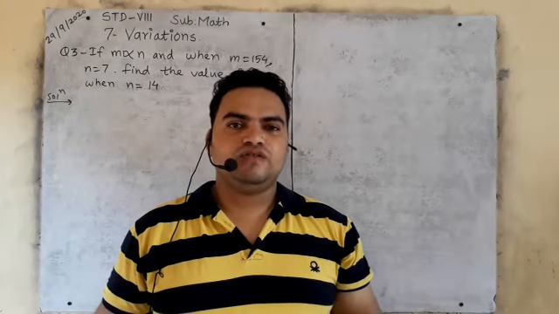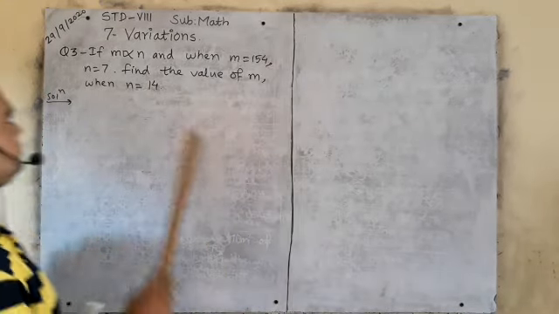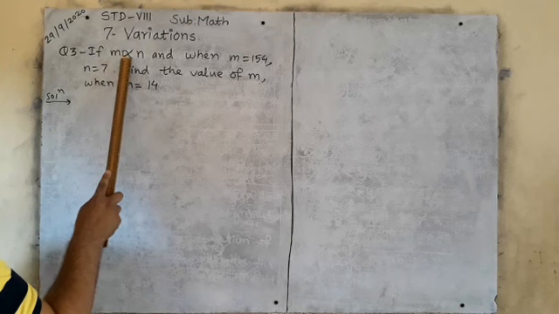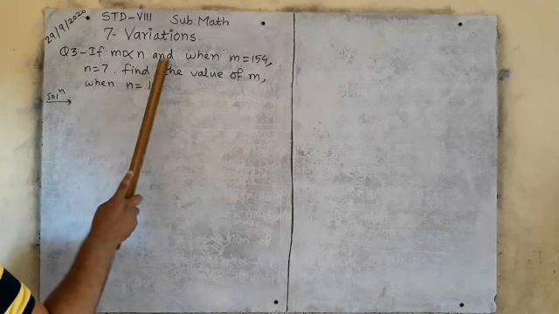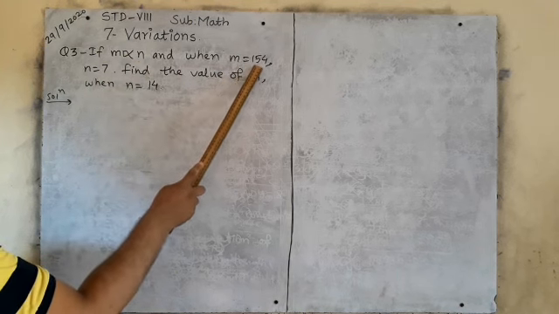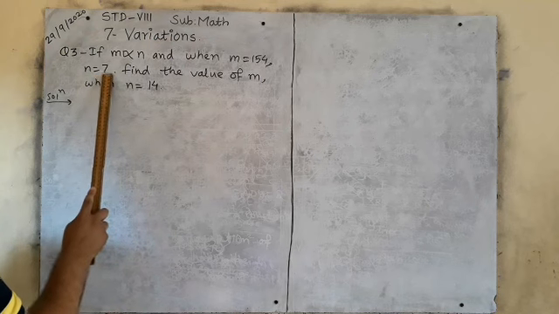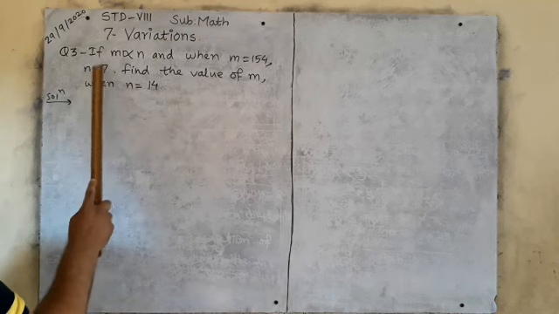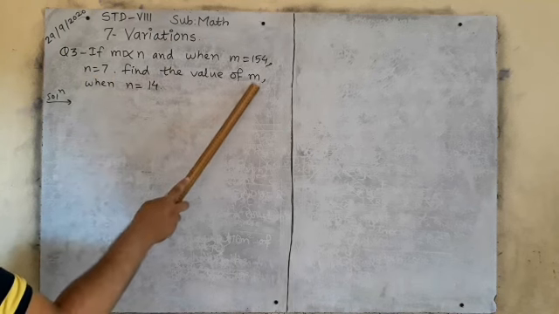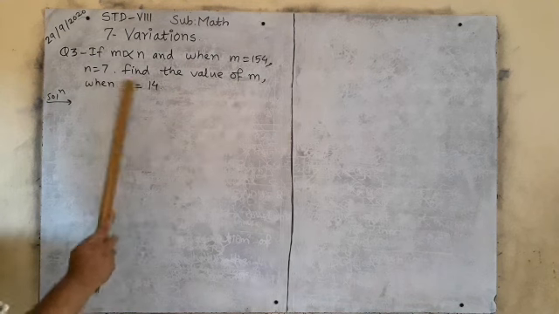Now we will see the third question. Please look at the board. If m is directly proportional to n, and when m is equal to 154 and n is equal to 7, this is our first condition. Find the value of m when n is equal to 14.